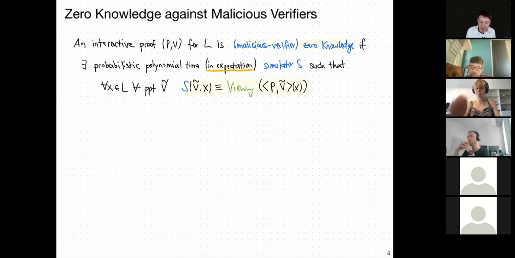So this is a technical kind of compromise we have to make that comes from specific constructions that we'll see in the next slide, where it just naturally comes up.